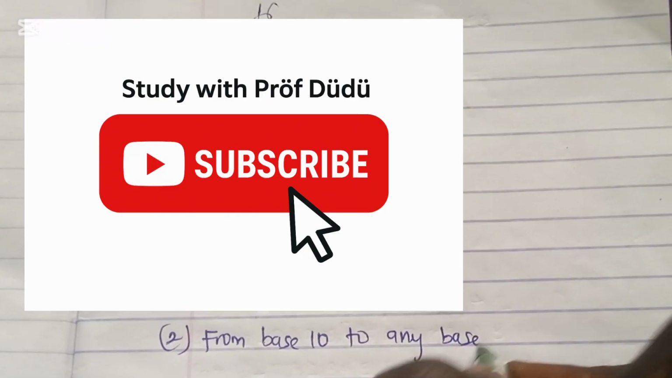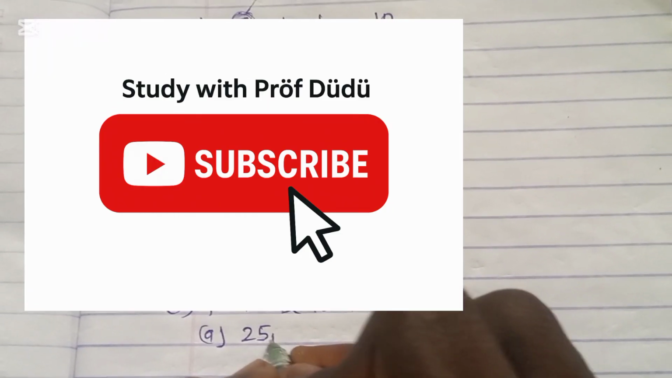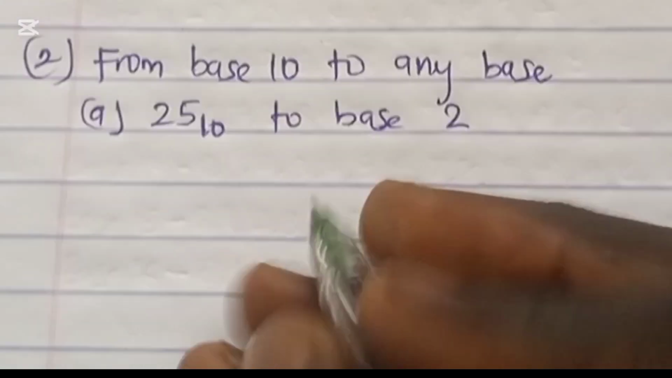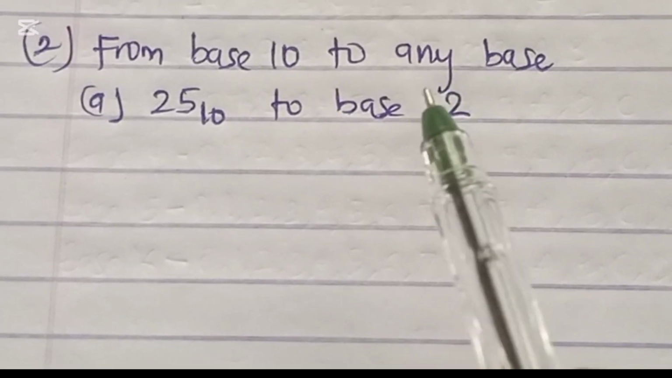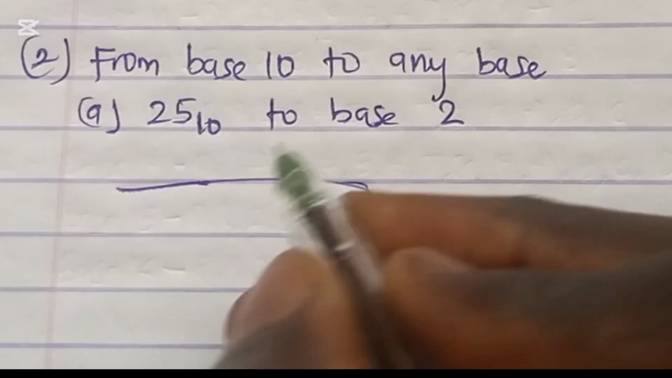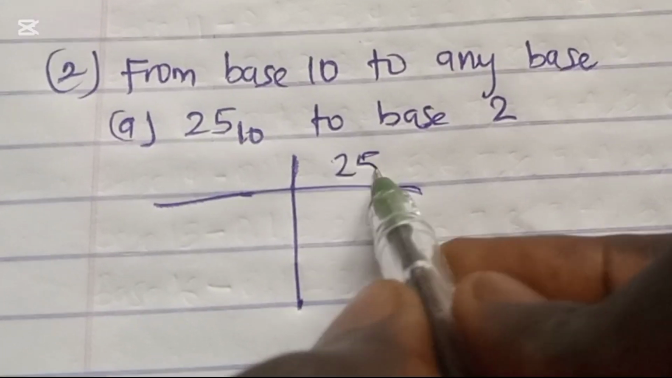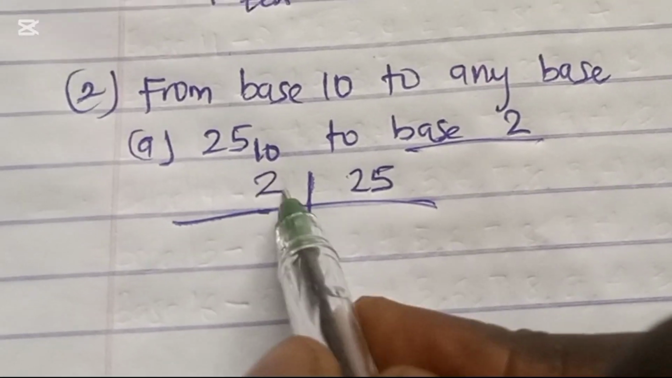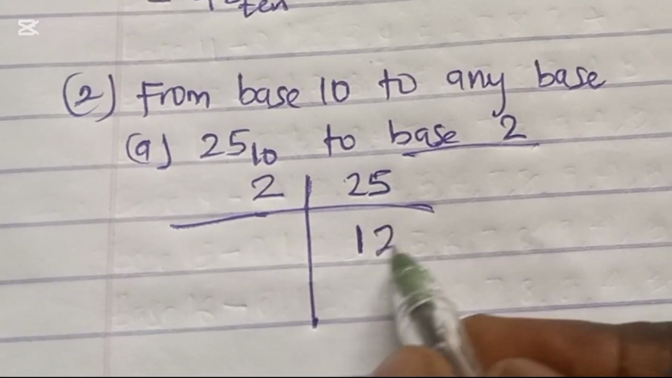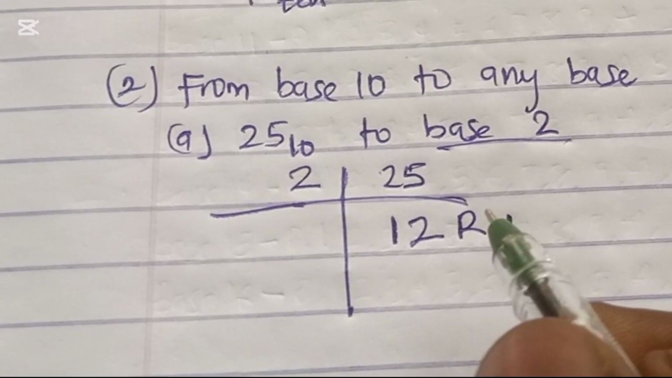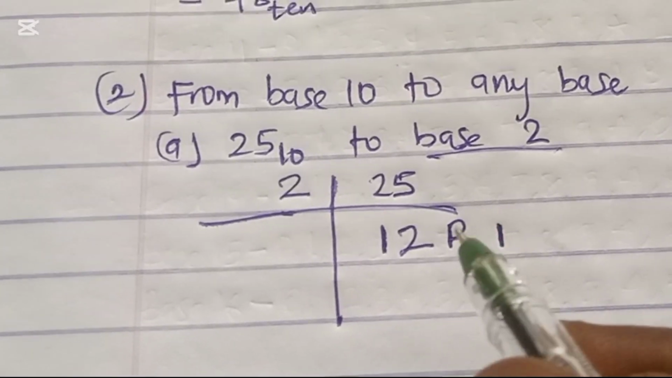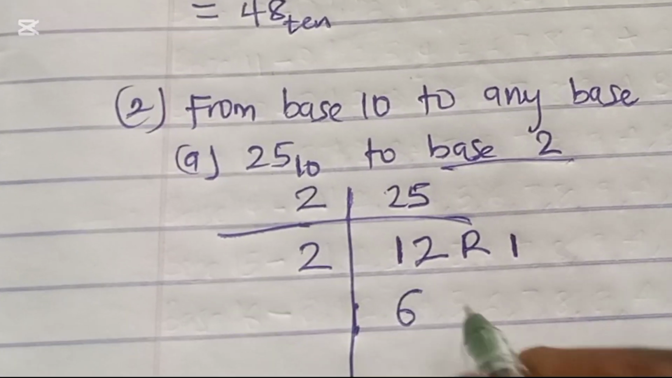So let's move to conversion of bases from base 10 to any base. Starting with this example, 25 base 10 to base 2. What you do is you divide. That is the way to solve questions on this. Now let's make use of this table. Write down the number 25, then we are dividing it by base 2. So 2 in 25 will be 12 times, remainder 1, since 2 times 12 is 24. Then 2 in 12 is 6 times, with no remainder.